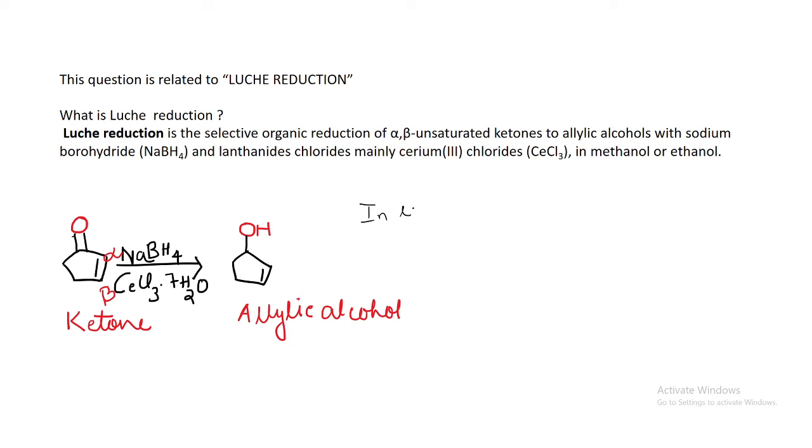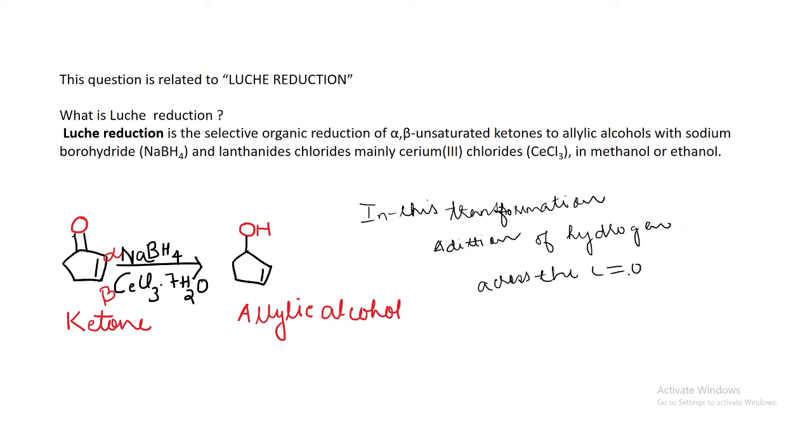So in this transformation, there is addition of hydrogen across the CO functional group, and the bonds formed are, we have a CH bond newly formed and an OH bond in the allylic alcohol product, as you can see, and the bond broken is the CO pi bond.